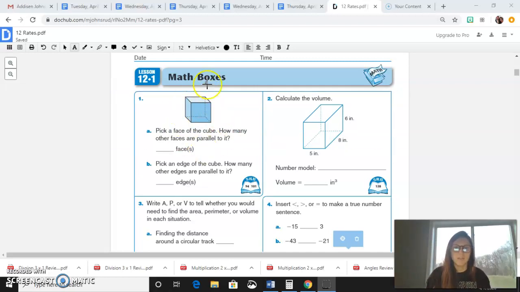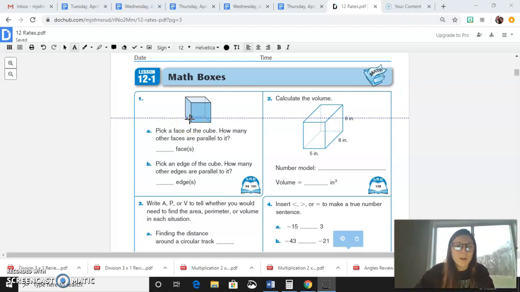If you want to pick any face, I'm just going to pick this one here, the one that I can see. And it says how many other faces are parallel. If you remember parallel, it's the side that is never going to touch it. If you were to put the two sides together like this and draw a straight line either way, they would never touch each other because they're parallel. So how many other faces are parallel? You would only have one face that is parallel because the other sides would be perpendicular.